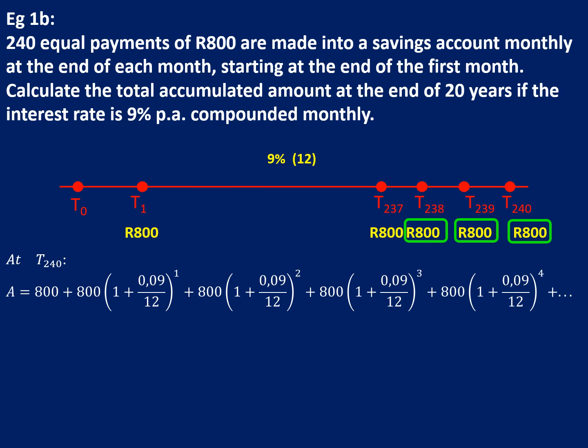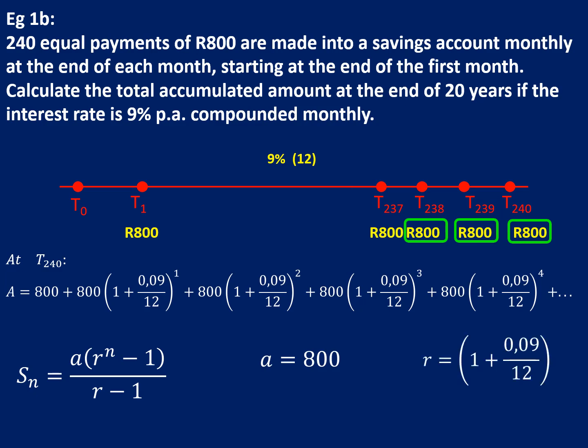So again, what I've got is a geometric sequence or geometric series because I'm adding the terms. In this case, my first term of my sequence is just 800. So A is equal to 800. How is each term changing? It's changing by one interest bracket. So 1 plus 0,09 over 12. And they told me I was making 240 equal payments. So N is 240.